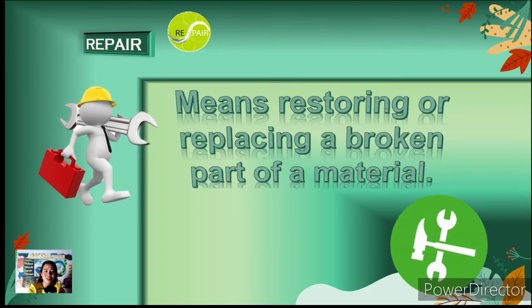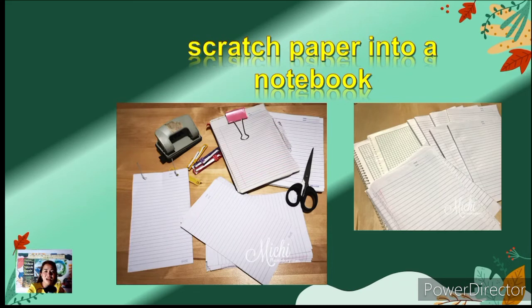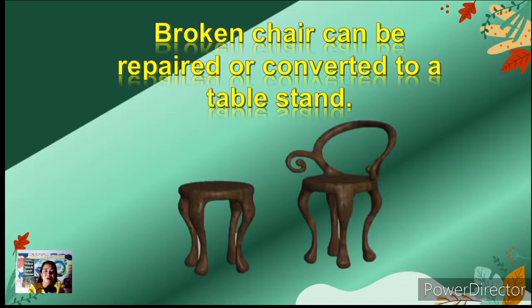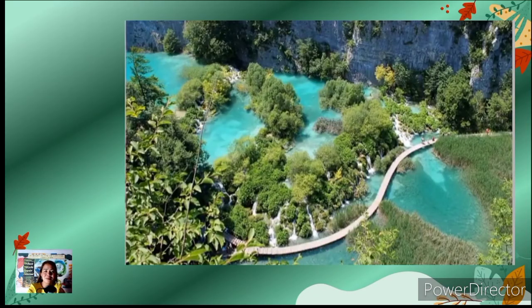Torn clothes can be sewn. Check if the other side of the scratch paper is clean. You can still assemble them into a notebook. Broken chairs can be repaired or converted into a table stand. Try searching for do-it-yourself stuff on the internet. Practice this method and surely our future will be like this.